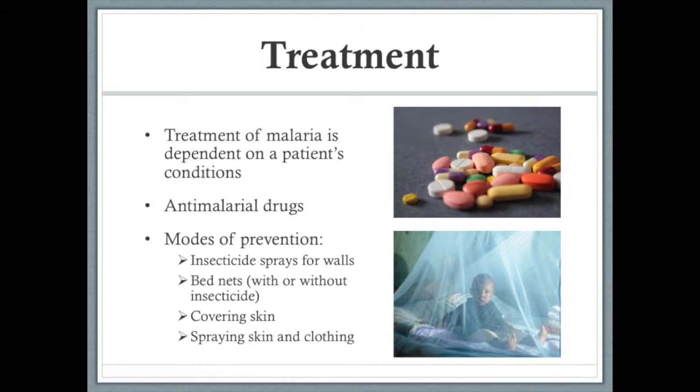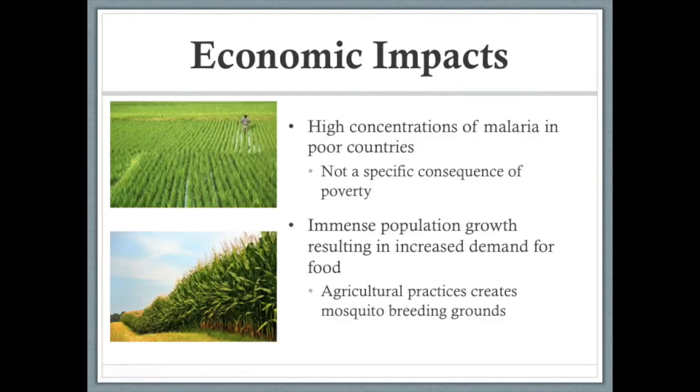Other modes of prevention include spraying insecticide on walls, bed nets with or without insecticide, covering skin, and spraying skin and clothing. The connections between malaria and poverty are definite, but high concentrations of malaria in poor countries are not a specific consequence of poverty. The location and severity of malaria are mostly products of climate and ecology, but those populations more affected by the disease tend to face the economic burden as well.